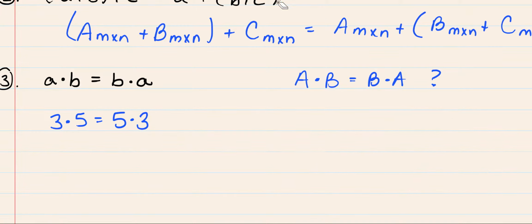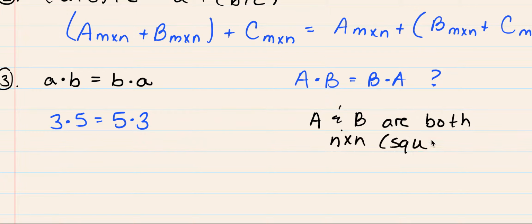So what if A and B are both n by n? Let's say they're square matrices. Does this property hold? Well, the answer is no. And let me give you an example.